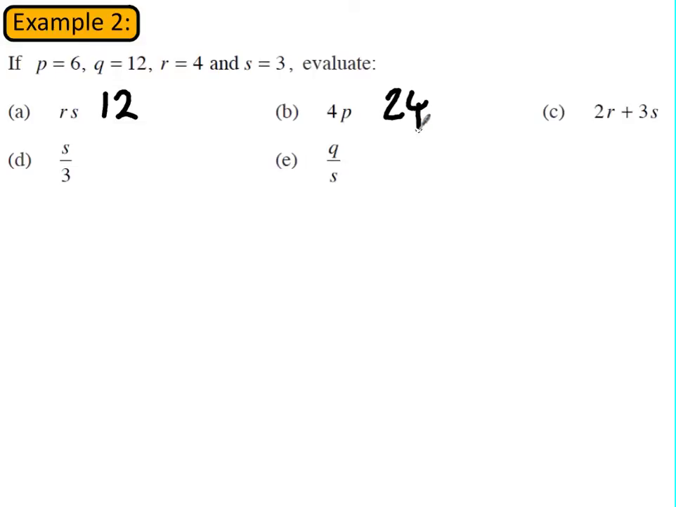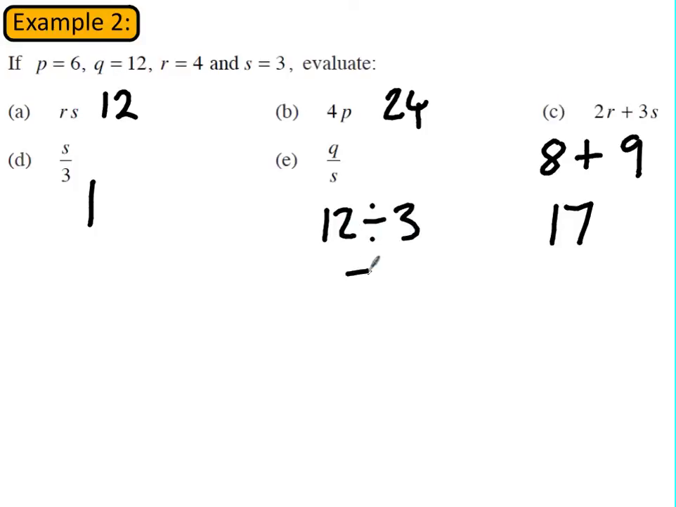In part C, we might want to show some workings here. It's a little more tricky. So 2R, well, 2 times 4 is 8, plus 3S, well, S is 3, so that's 9. 8 plus 9 is 17. There's our answer there. In part D, we've got S divided by 3, so that's 3 divided by 3, which is 1. And in part E, Q divided by S, well, Q is 12, divided by S, which is 3, so of course the answer for part E is 4.